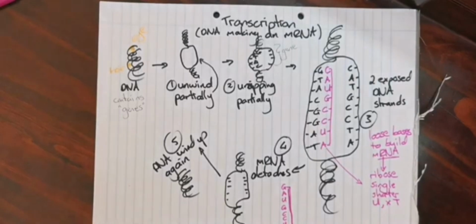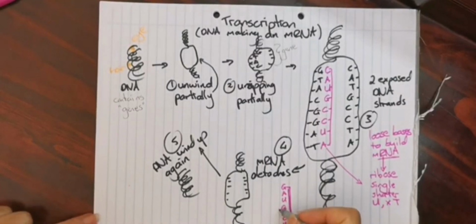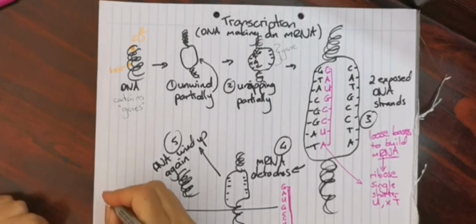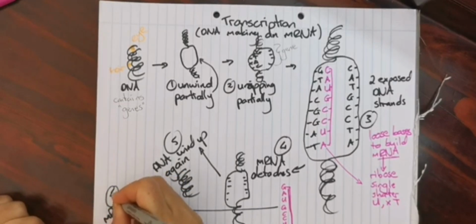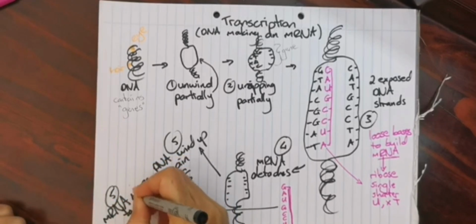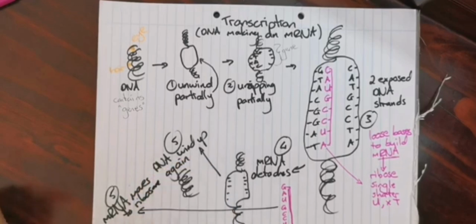All right. What will happen, however, with this mRNA strand is that it's going to move to the ribosome. Remember, it's the messenger. So it's going to go to the ribosome to actually now tell the ribosome what to do.